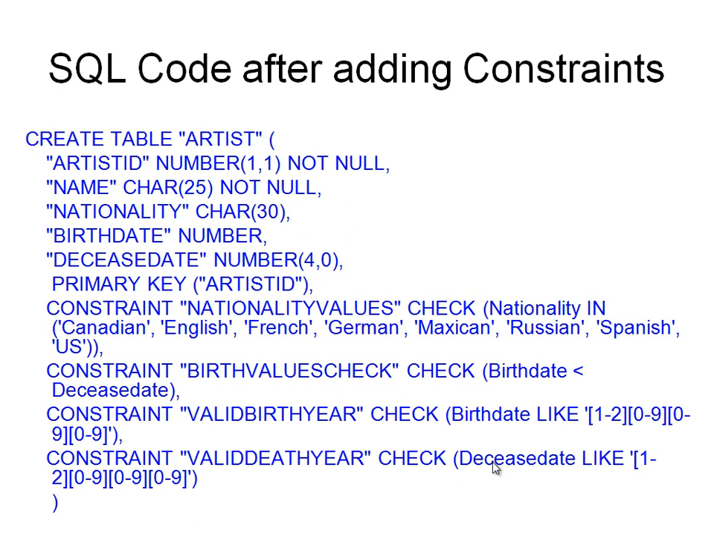So the SQL code, after adding constraints for the artist table, will be mentioning the columns, then adding the first constraint, which is nationality. It will be checked in the group of nationalities that has been provided. The birth year value will be checked within the range, and the death year will be checked to make sure that it's within the range of years or numbers that are provided, and the birth date should be less than the death date.